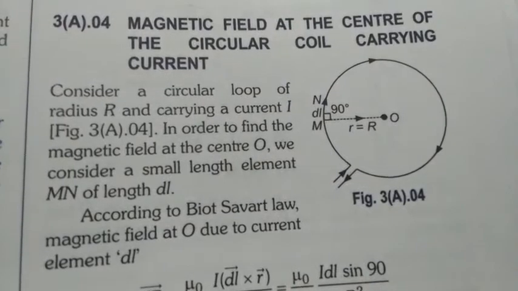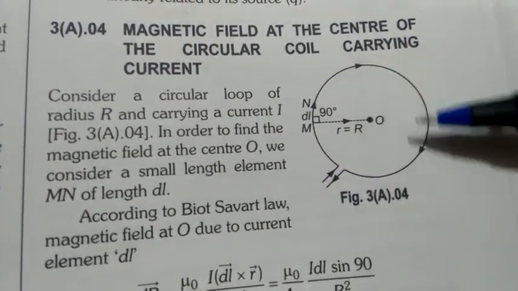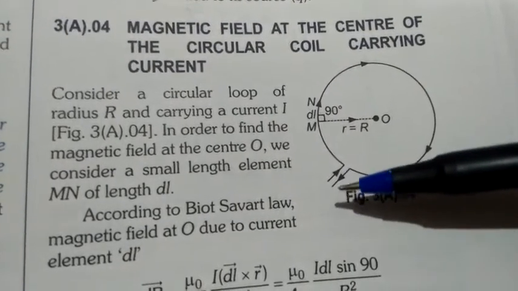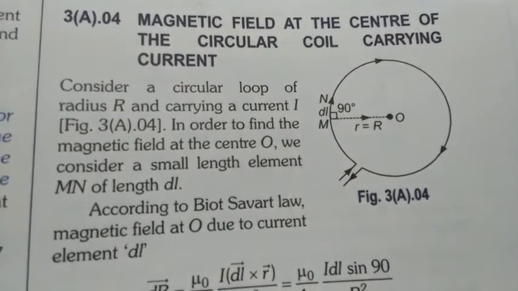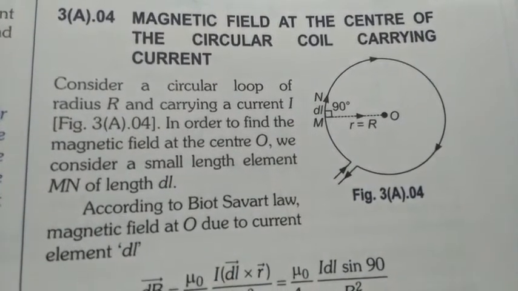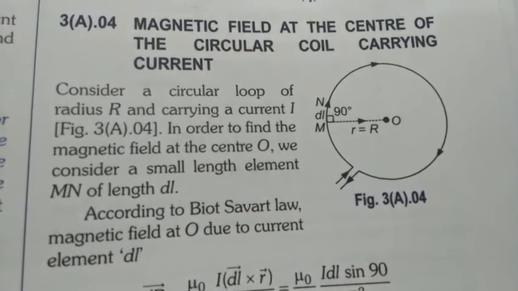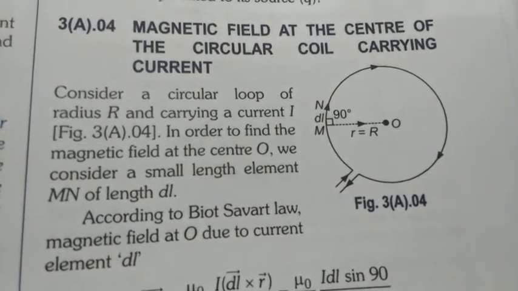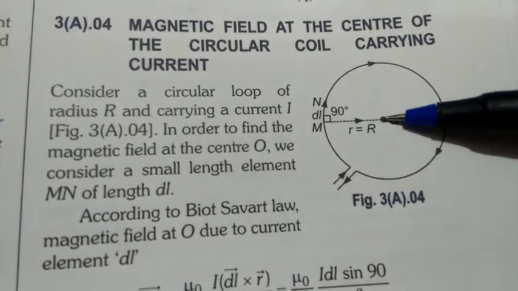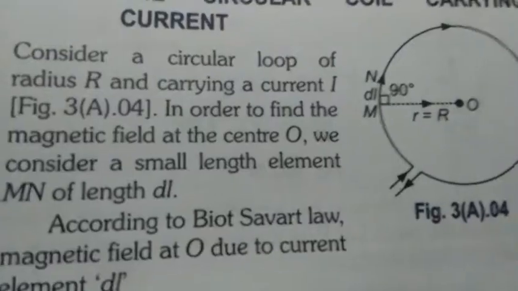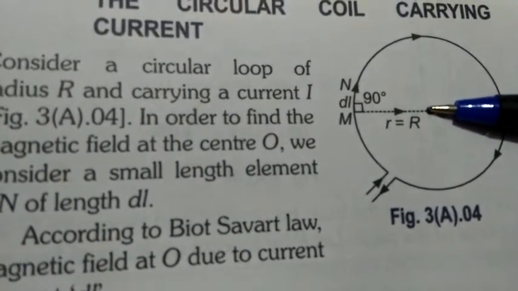Okay. So here in front of you, you can see this is one coil. It is made up of a conducting wire. And in this wire the current is flowing, and because current is flowing through the wire, a magnetic field will be produced. Okay, and we have to find out what is the strength of magnetic field at the center of this loop. So here you can see O, this is the center of the loop.